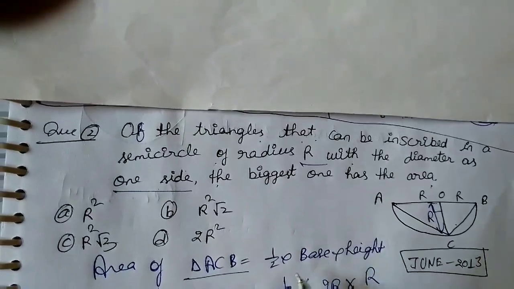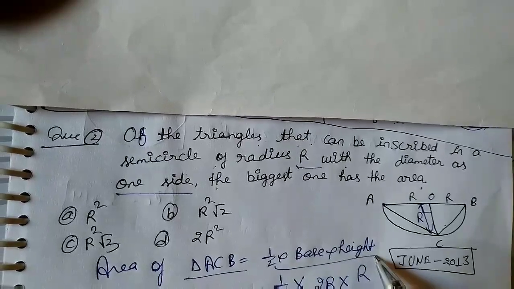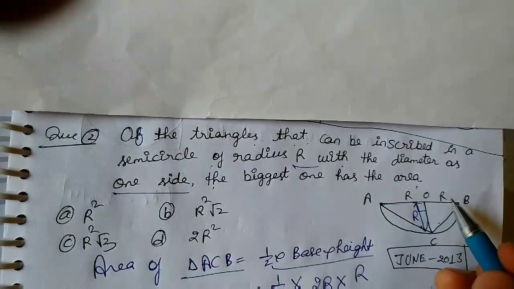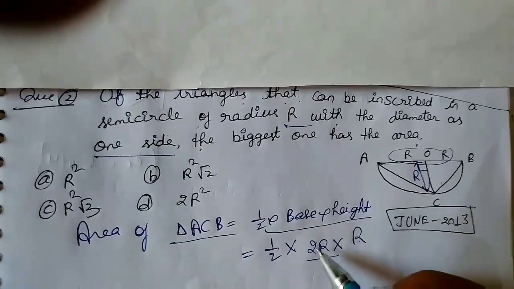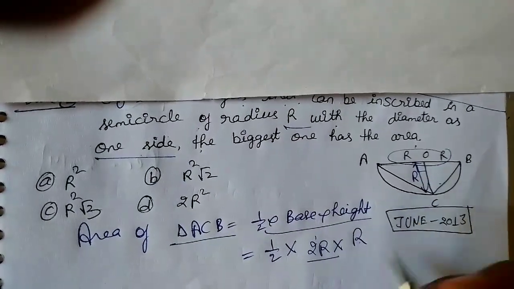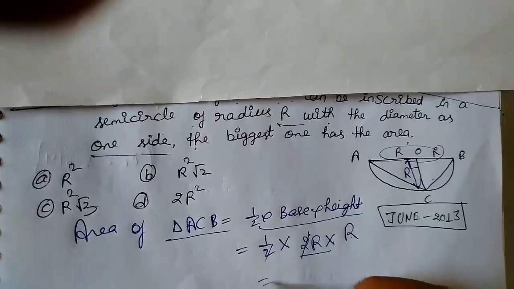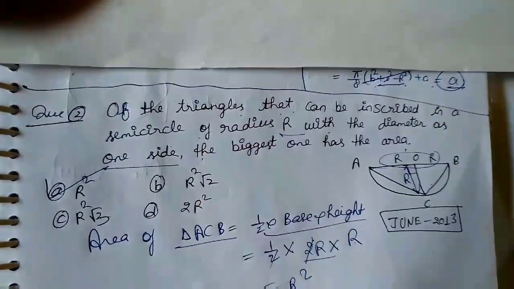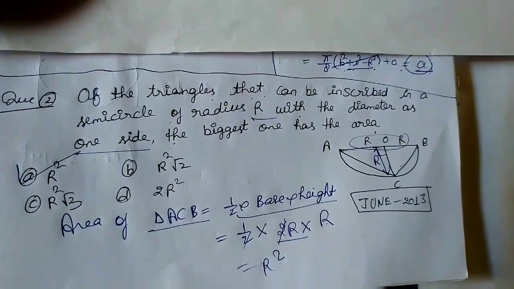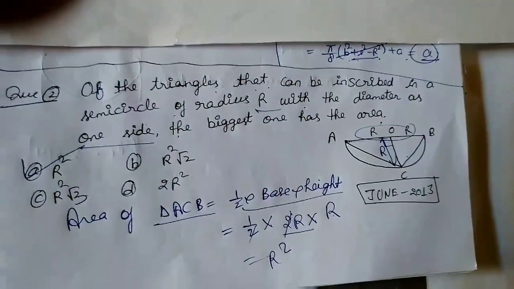So area is nothing but 1 by 2 into base into height. Base is nothing but AB and AB is 2R. So it is 2R and R. And height is just radius, so 2 and 2 cancel out, it will be just R square. So option will be A. So this is a very simple question. You can easily calculate the area of the biggest triangle inscribed in a semicircle.